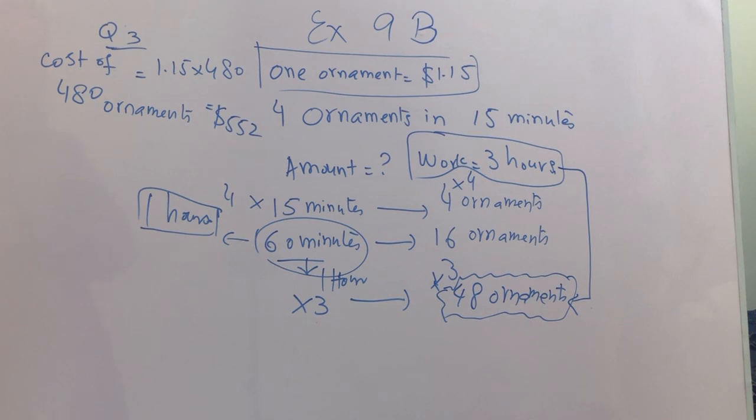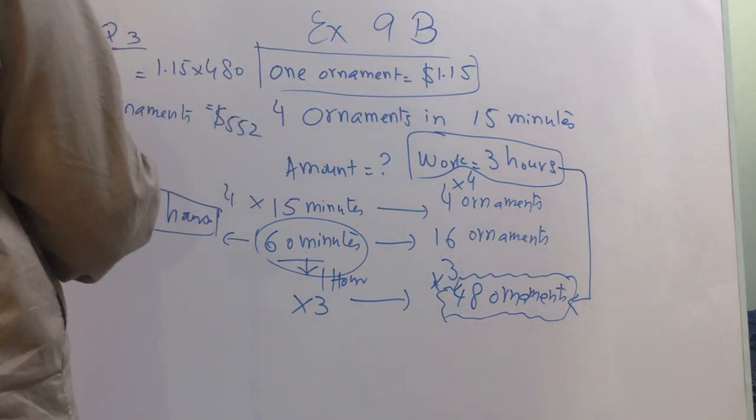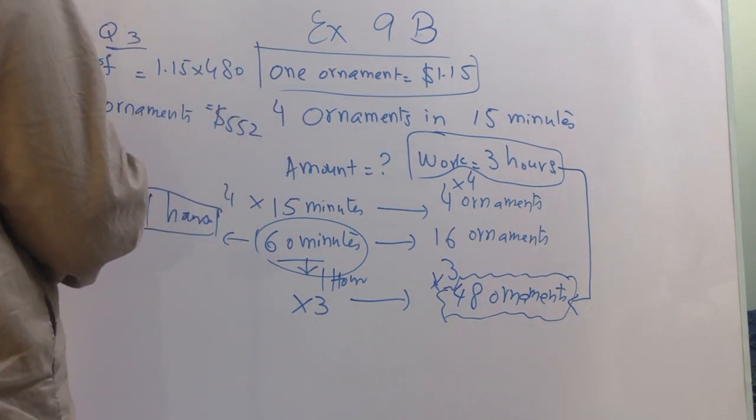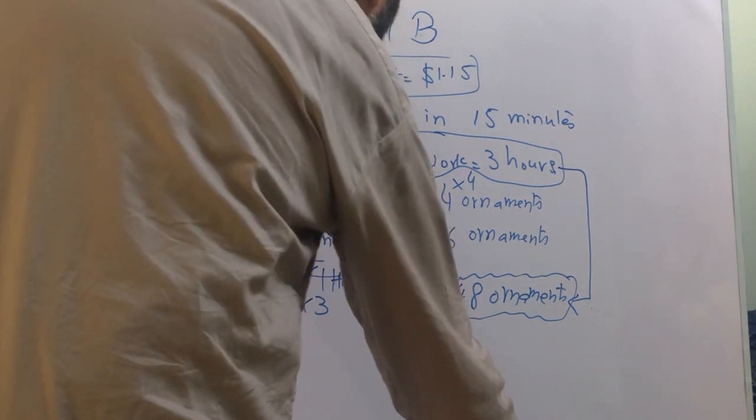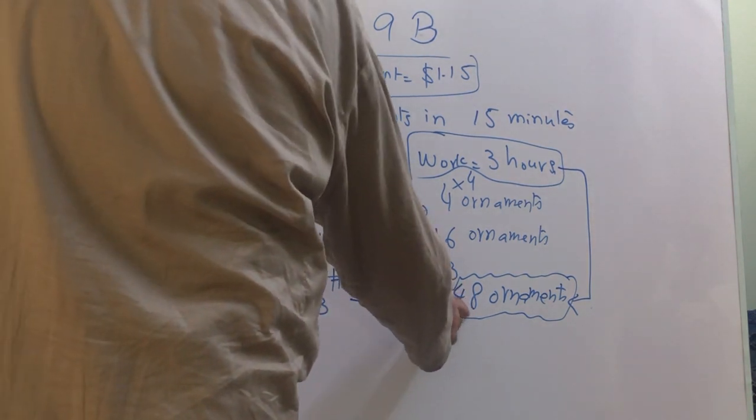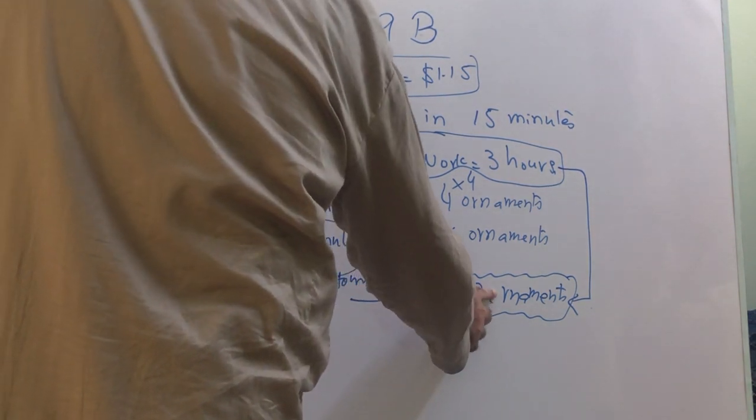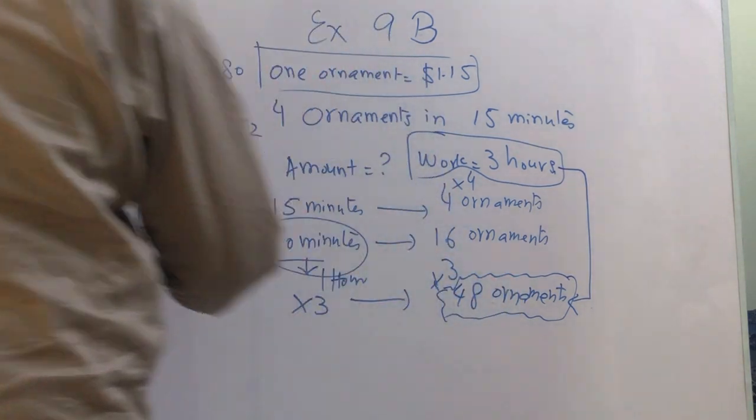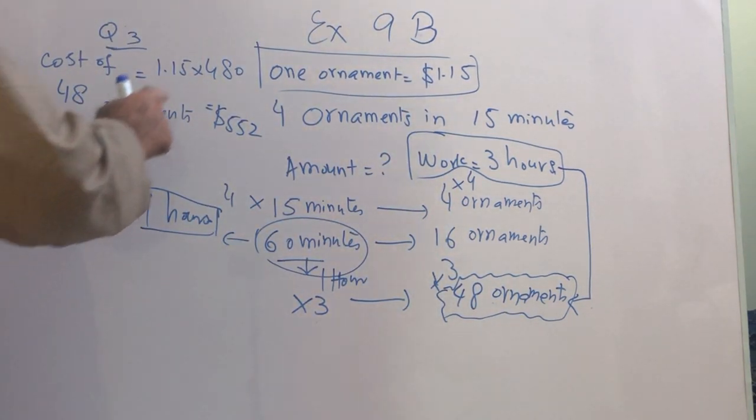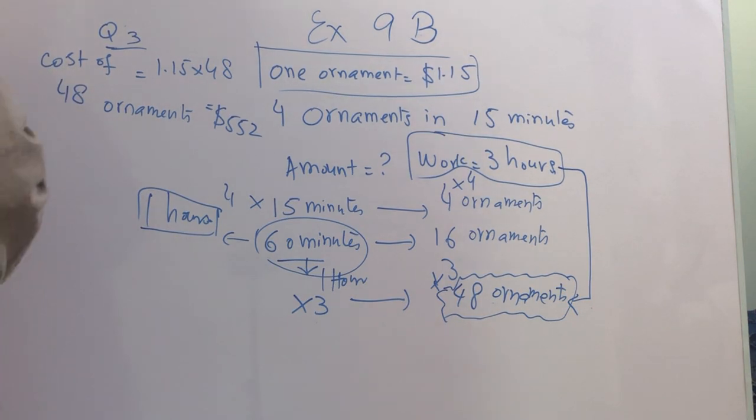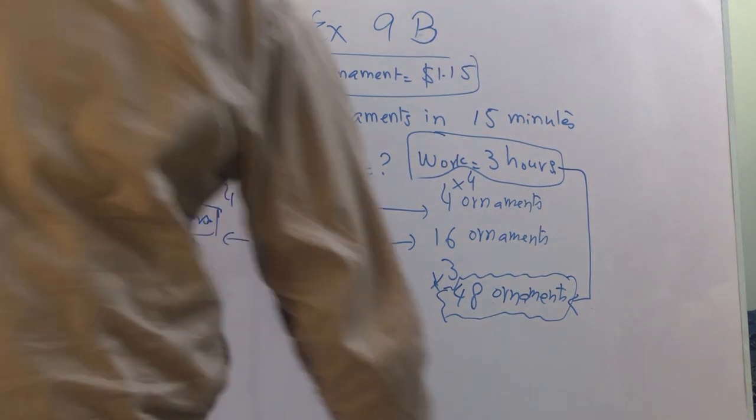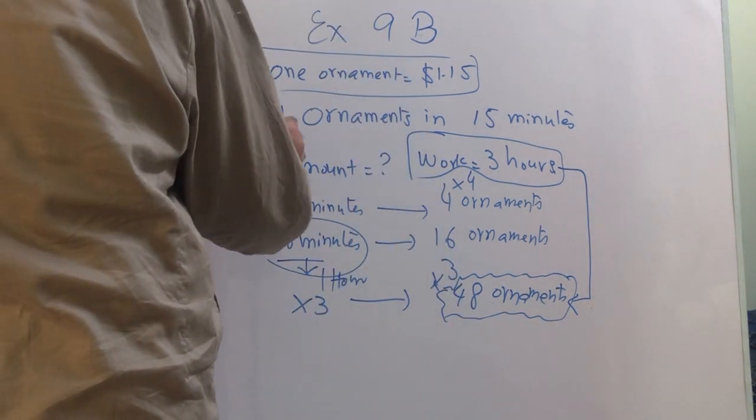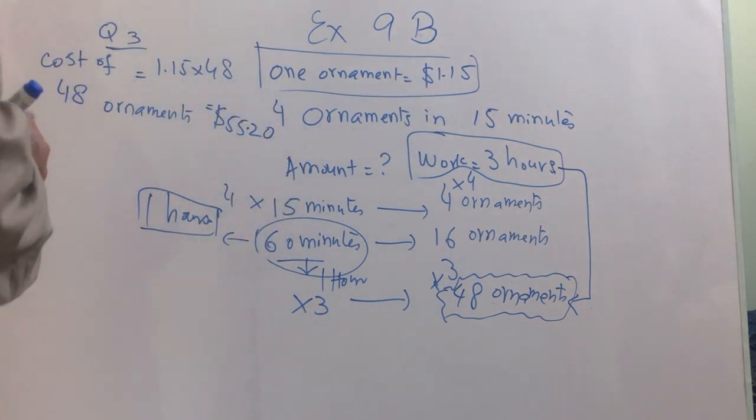Here we have made some mistake. 1.15 multiplied by, no, we did something wrong. Actually, this is 48. Sorry, this is ornament. So we'll do 48 ornaments. Okay, so it will be multiplied by 48. So in that case, 48 multiplied by 1.15, it becomes 55.2. It means 55.2 or 55.20 are the same.